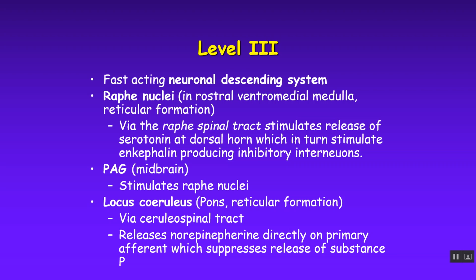When that goes up to stimulate the reticular formation, one of the things it stimulates is the raphe nuclei. Then the raphe spinal tracts start in the raphe nuclei and go down to the spinal cord. This is a descending pathway, and it releases serotonin at the dorsal horn, which in turn stimulates enkephalin-producing inhibitory interneurons. The serotonin stimulates inhibitory interneurons, which produce enkephalin, a natural opiate, to dump into the dorsal horn to decrease the sensitivity of the dorsal horn in that region.